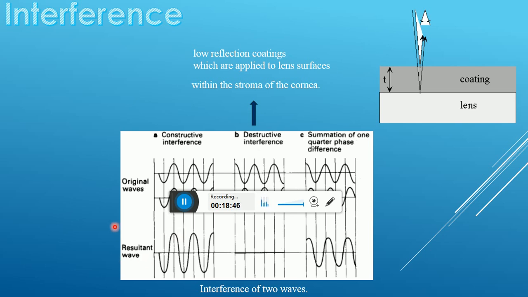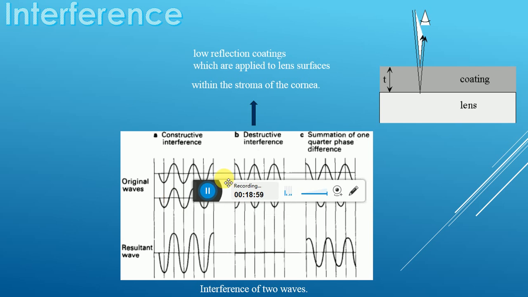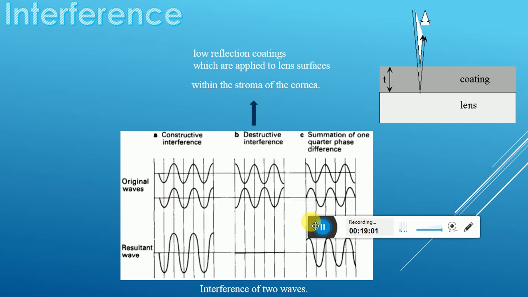Now, interference. When two waves travel along the same path, the effect produced depends upon whether or not the waves are in phase with one another. If they are in phase, the resultant wave will be a summation of the two. Here you can see, this is called constructive interference.